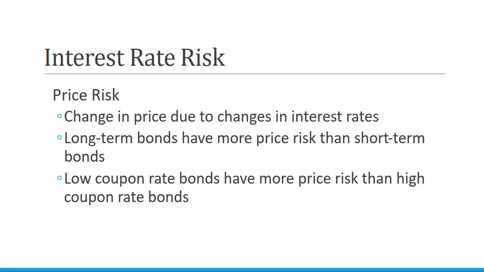Changes in the price due to change in interest rate. So with our interest rate risk, we have price risk. Long-term bonds have more price risk than short-term bonds. And low coupon rate bonds have more price risk than high coupon rate bonds because of the market fluctuations. We're less likely to see competition with high coupon rate bonds within the market interest rates. And we know that as we've seen interest rates fluctuate in the last 20 years. So we have price risk from interest rate risk.